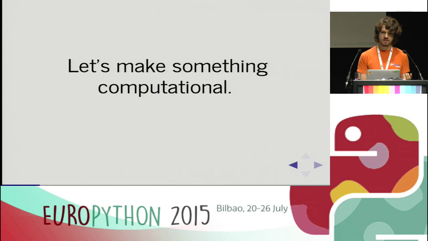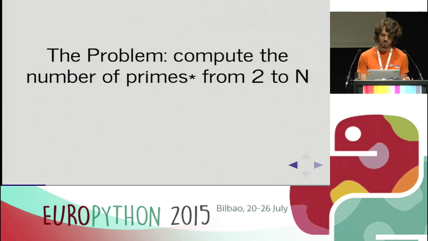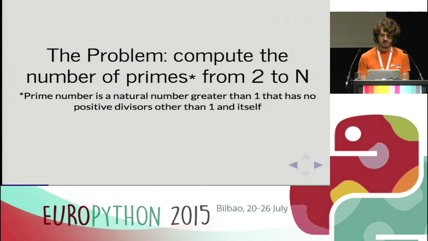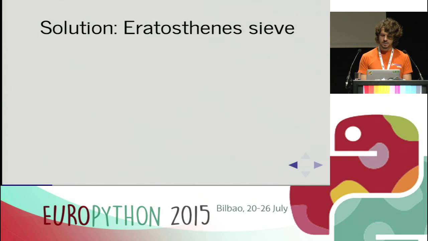And as Rust's main advantage is speed, let it be a computational problem, like computing primes. So the problem is to compute prime numbers between 2 and n. A prime number is a number that has no divisors except itself and 1. So like 2, 3, 5, and so on. And we will solve our problem with the help of an algorithm called the Sieve of Eratosthenes.